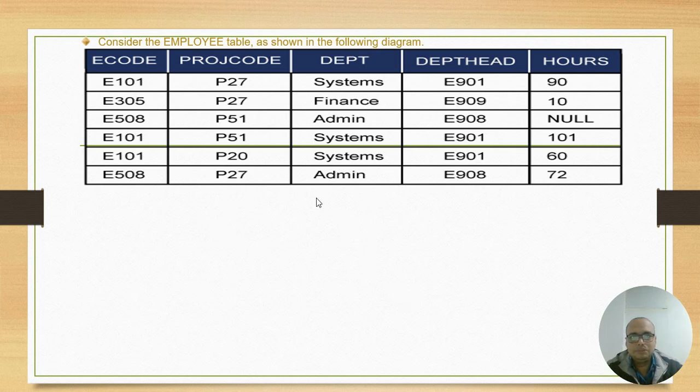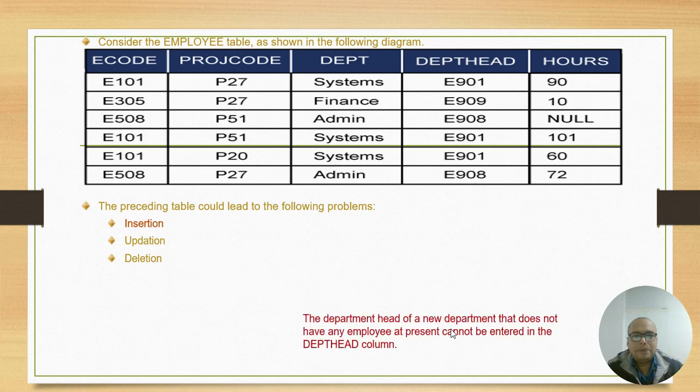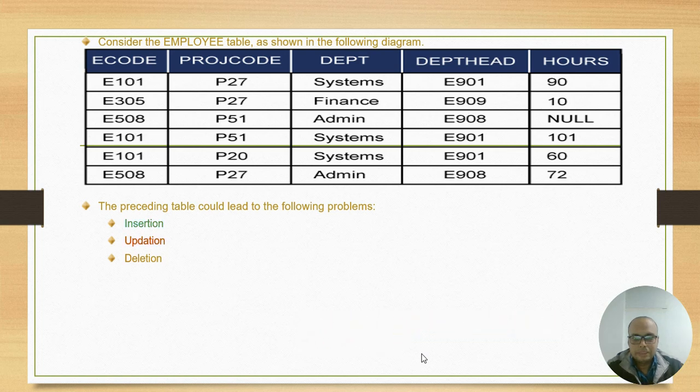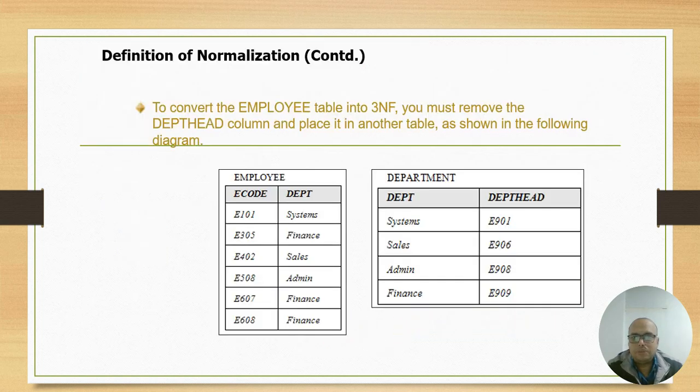So as you can see in the same table, employee code, project code, department head and hours. Same process, we go to this table also: insertion, updation and deletion of values. So a department head of a new department that does not have any employees at present cannot be entered in the department head column. Same for updation, to update the value, and deletion as well. So to convert the employee table to third NF, you must remove the department head column and place it in another table as shown in the following diagram. So as you can see, we removed the department head.